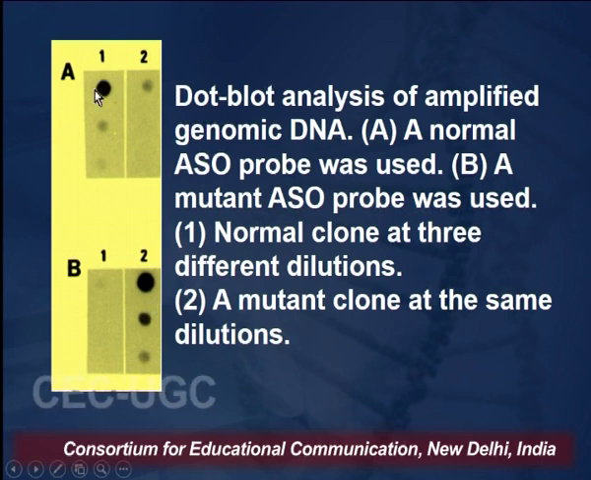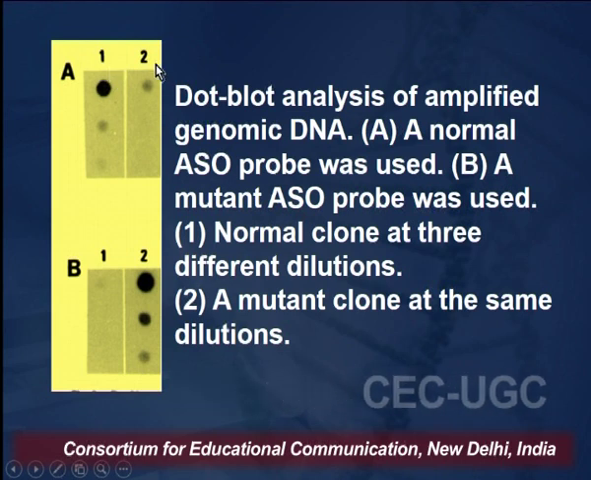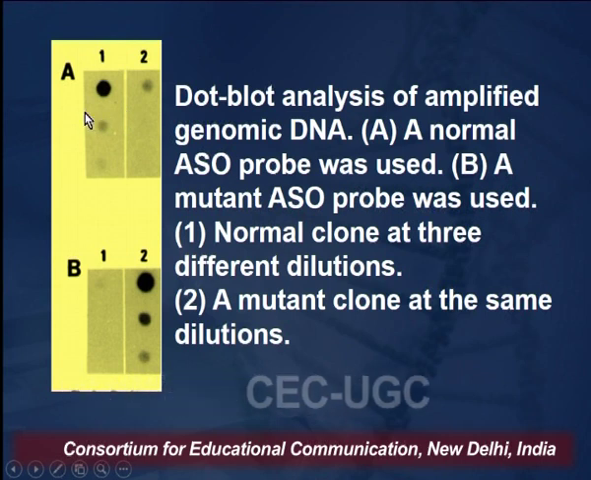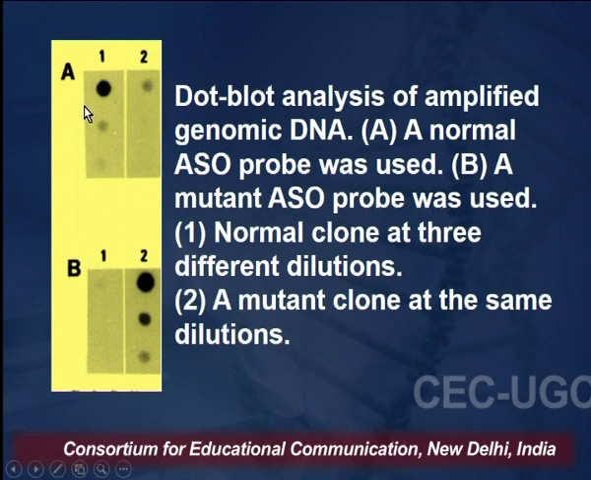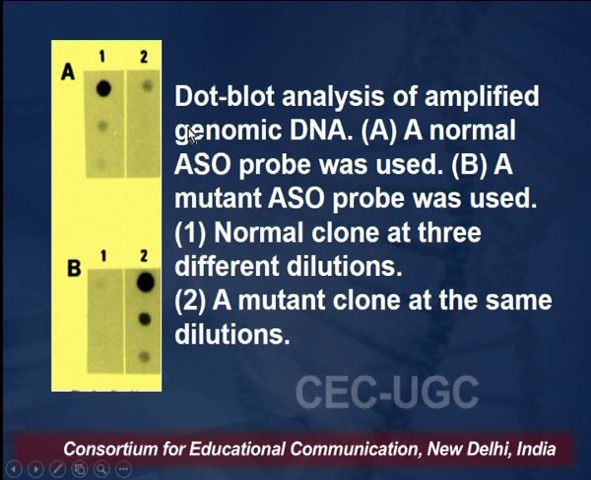But this is a normal clone or colony or sample that we are using, and this is the DNA amplicon from the mutant colony. In prenatal diagnosis, this can be the normal parent or a normal individual, and this can be the fetal DNA that we test, and therefore identify whether it contains a mutation or not.